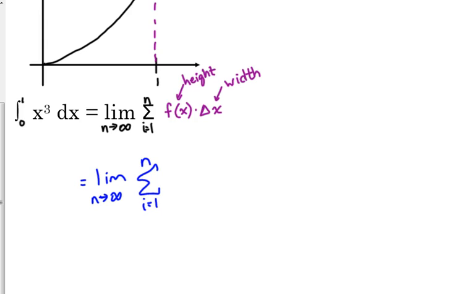Let's say, what if we have five rectangles in this interval? What's the width of each rectangle? 0.2 or 1/5, right? What if we have 10? 1/10, okay? What if we have 100? 1 over 100. So our delta x is always going to be the width of the interval divided by the number of rectangles. The number on top is the width of the interval, and the n is always on the bottom. N is the number of rectangles.